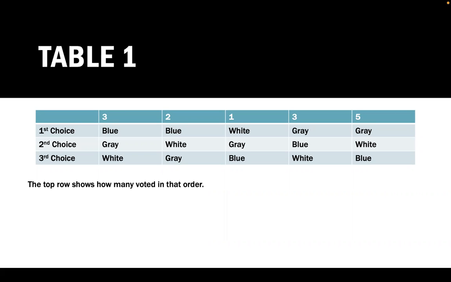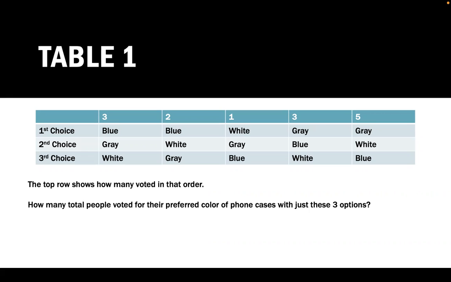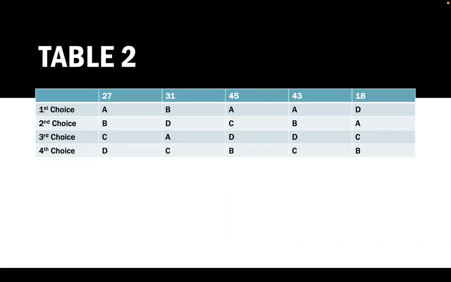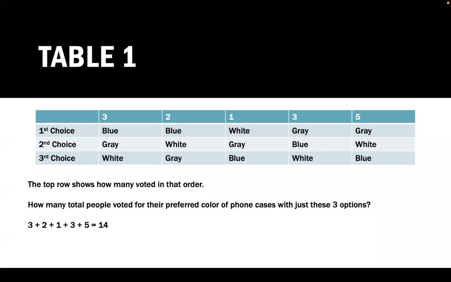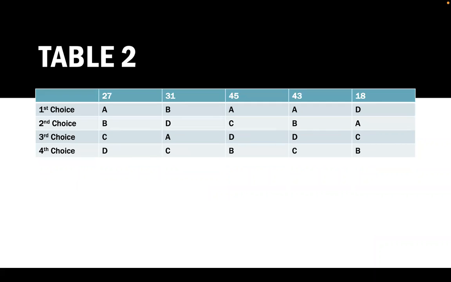their phone case colors. So how many total people voted for their preferred color of phone cases with just these 3 color options? Well, we add the numbers across the top. So 3 plus 2 plus 1 plus 3 plus 5. Just 14. So 14 people voted in this particular survey. And now let's do a little bit more of that.